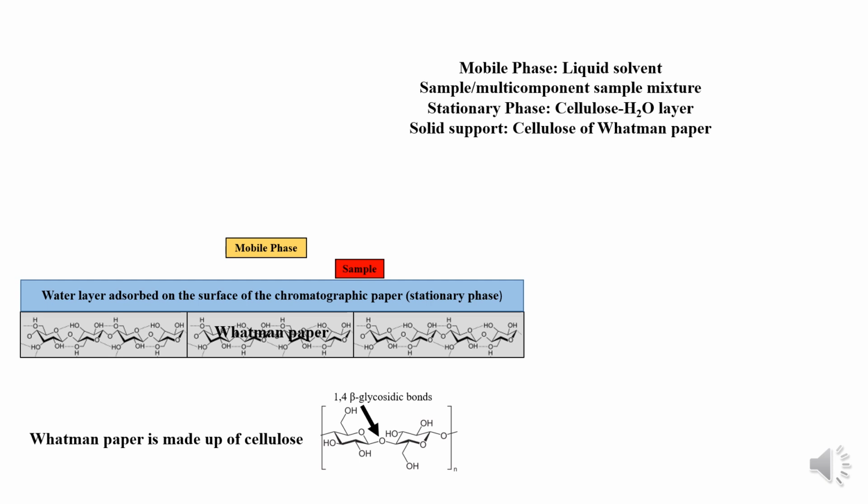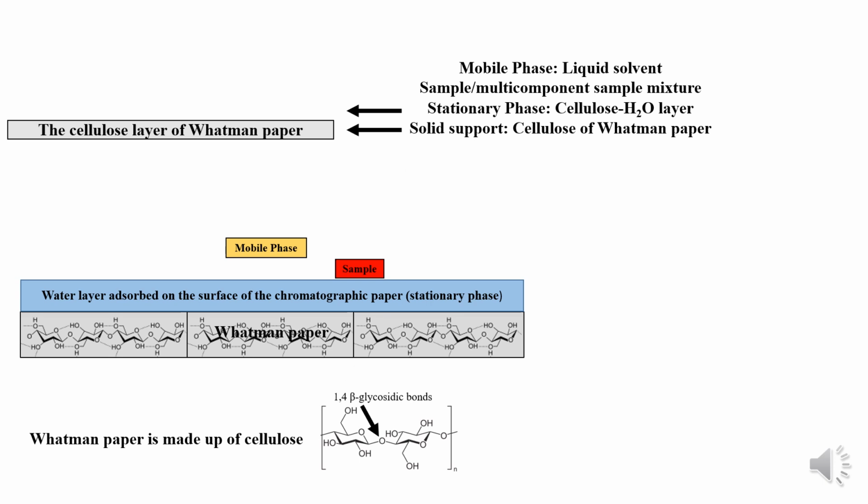Now there are 4 prerequisites for carrying out the paper chromatographic experimentation. They are a solid support, which is cellulose of Whatman paper, a stationary phase, that is the water layer that is adsorbed on the cellulose layer of the Whatman paper, the sample that is applied over the Whatman paper.